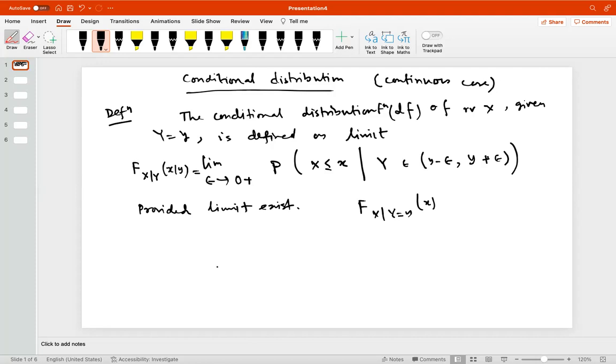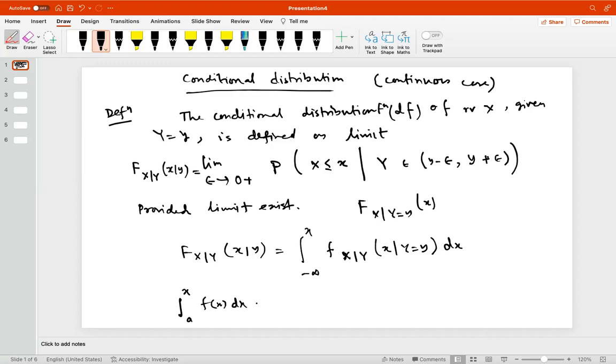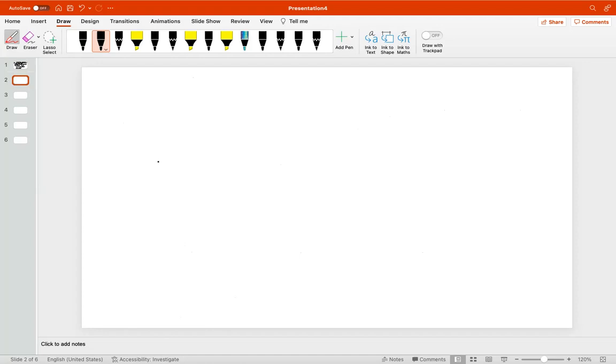Now eventually we have this result: F of x given y at the point y is just the integration from minus infinity to x of the density function of X given Y equal to y. You can write t in place of x, with dt. If there is some confusion, you can write the integration from a to x of f dt, or f dx, as some books do. More generally, you can define this for more than two variables.